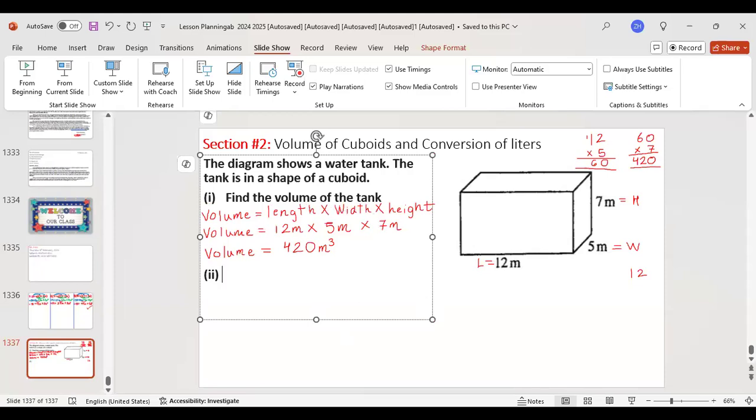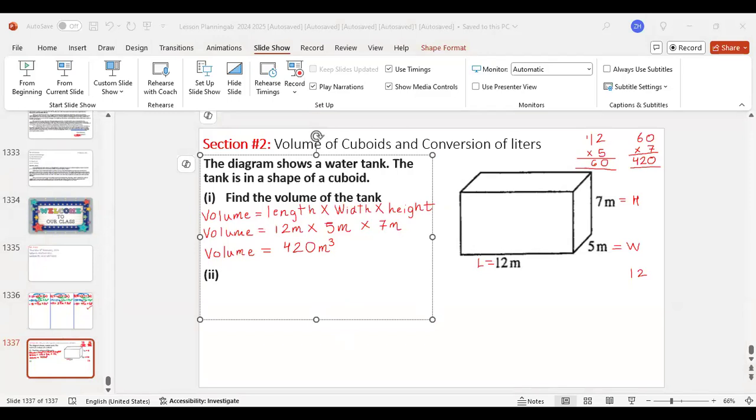So m times m is squared, but m times m times m is cubed. That's correct. All right, thank you. Someone said they did not understand. Who was that?